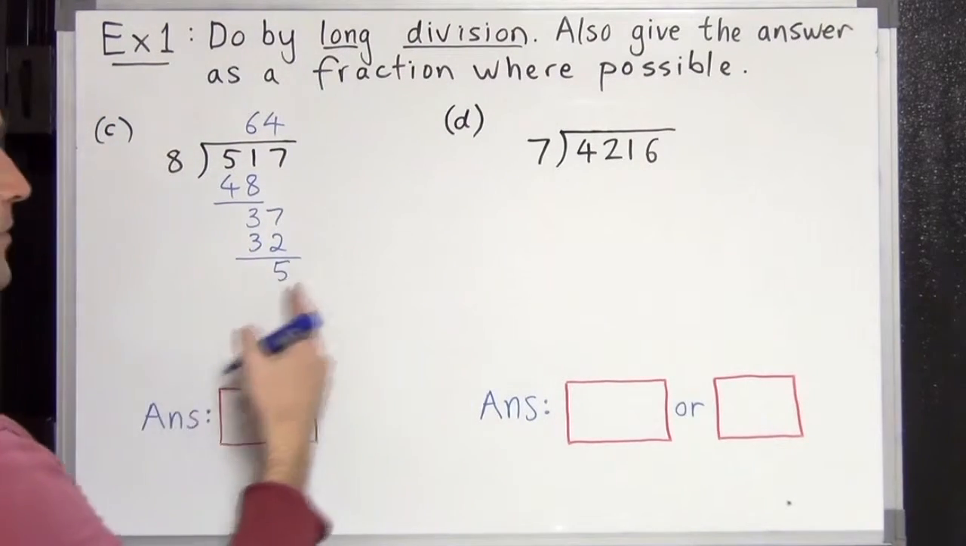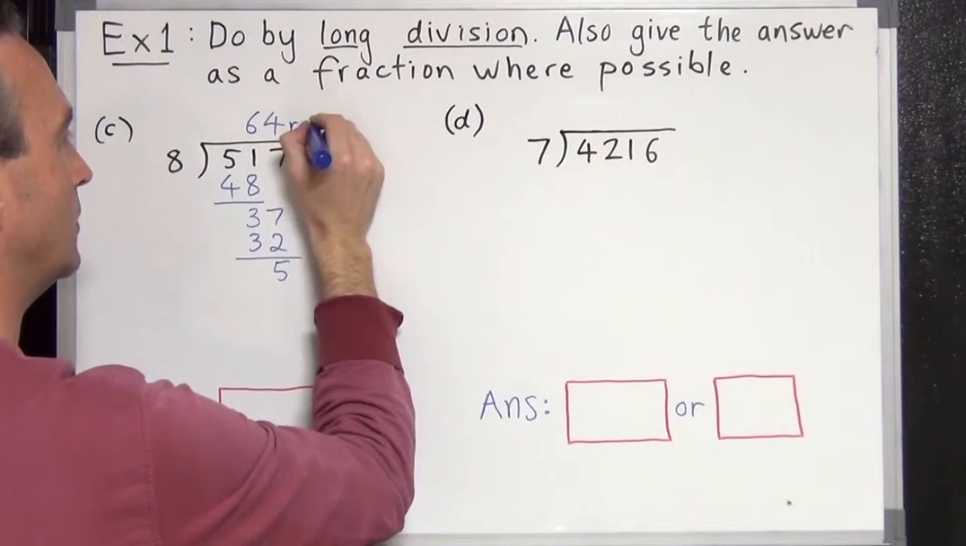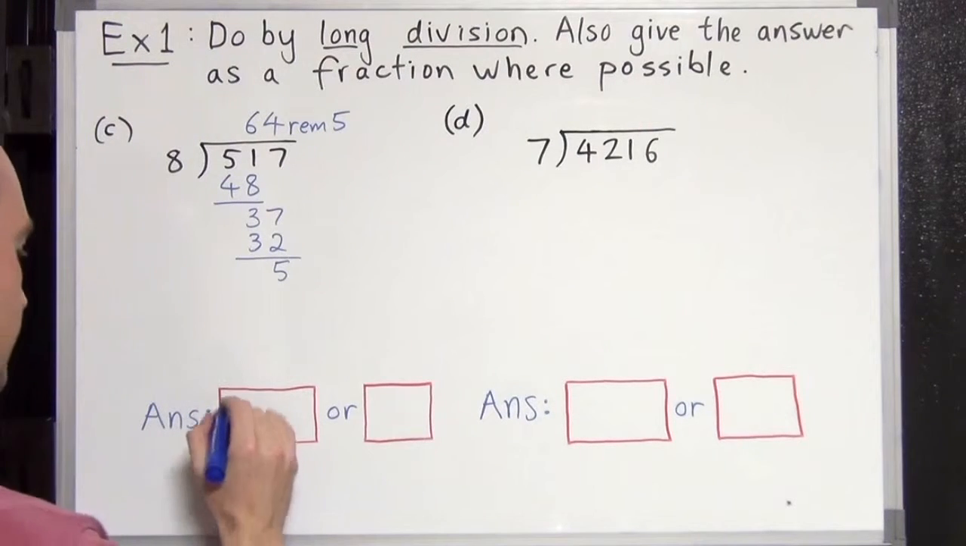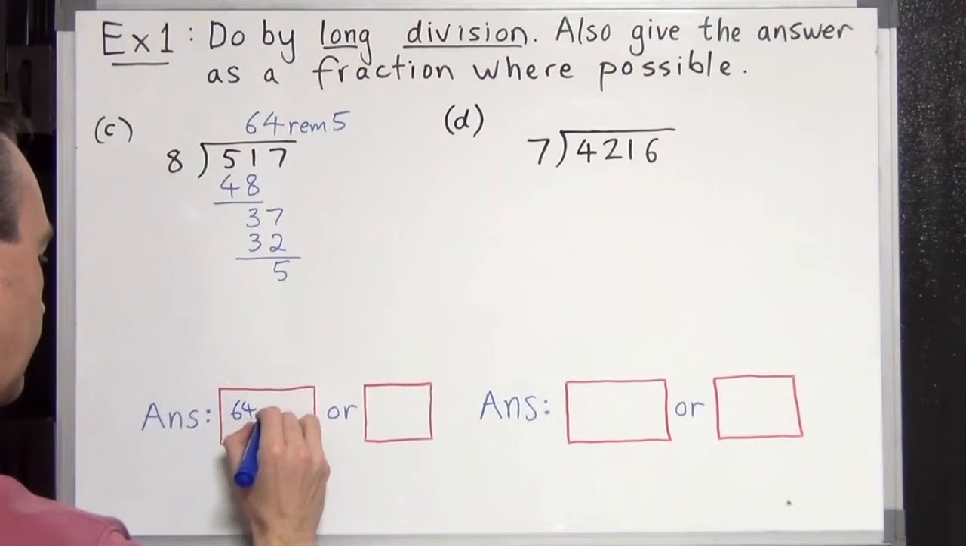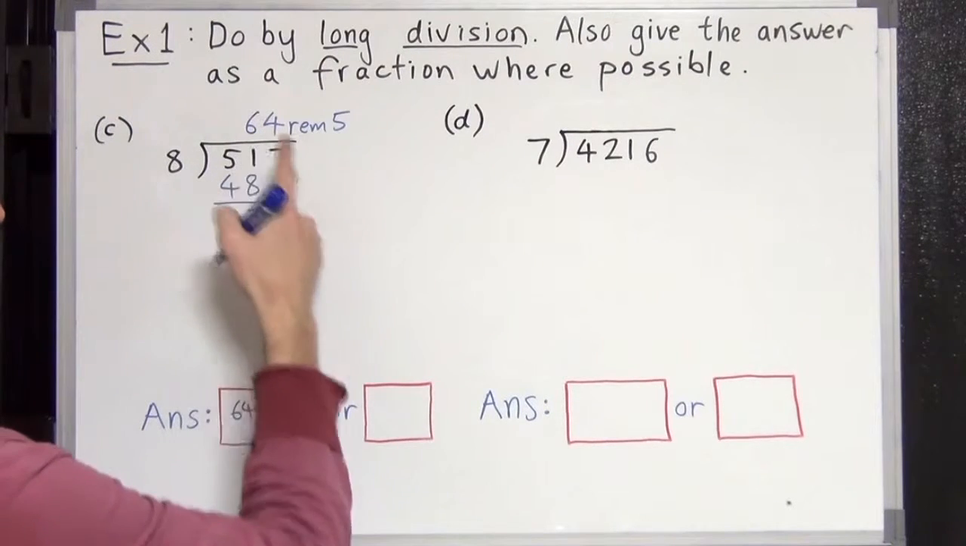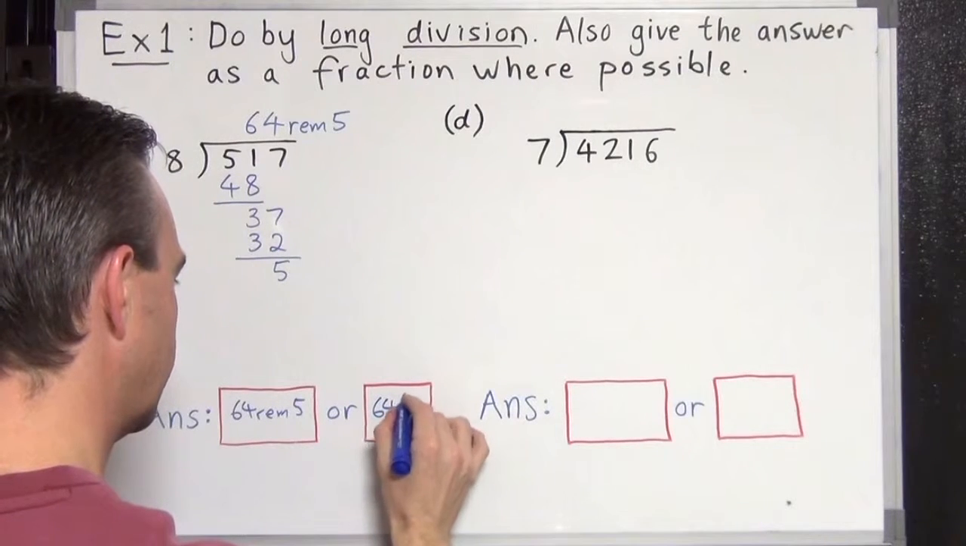8 can't go into 5. Nothing more to bring down, so this is our remainder. 64, remainder 5. So let's present that down here. 64, remainder 5. As a fraction, this is going to be 64 and 5/8. And the remainder should always be less than the divisor.